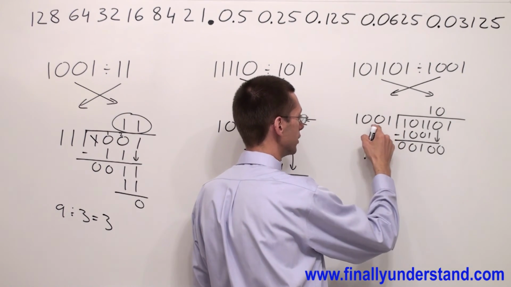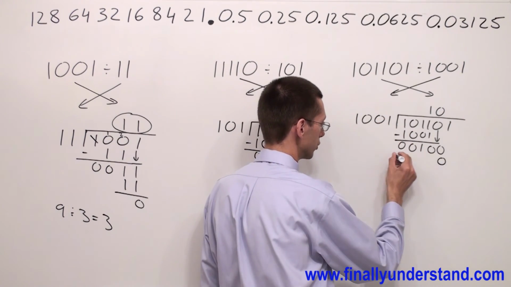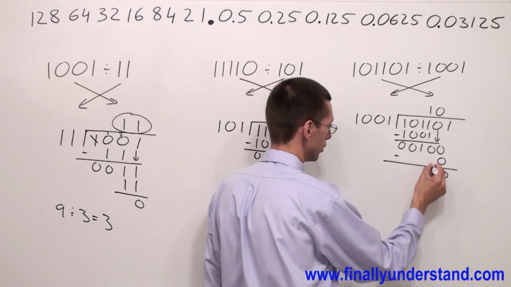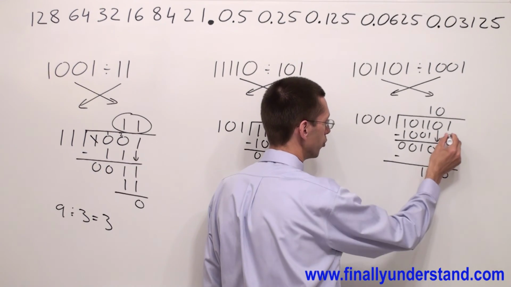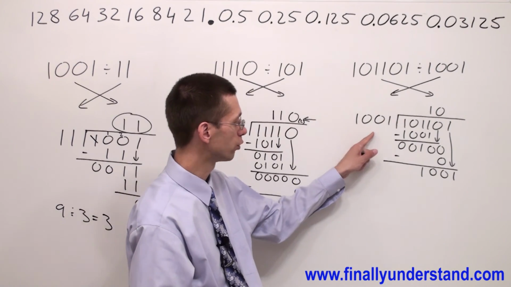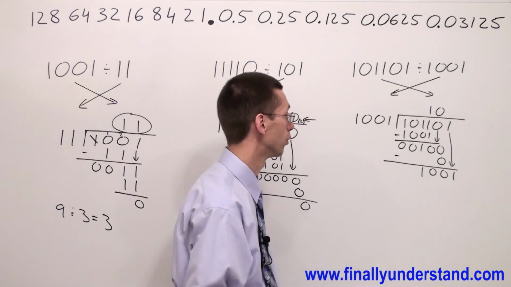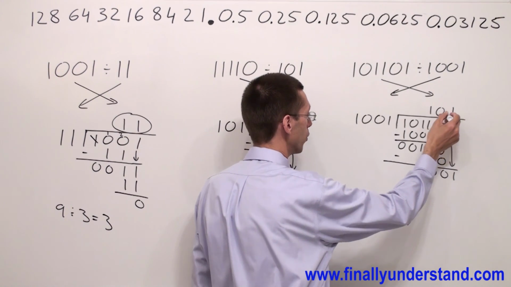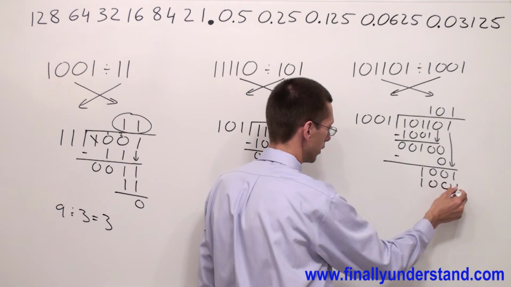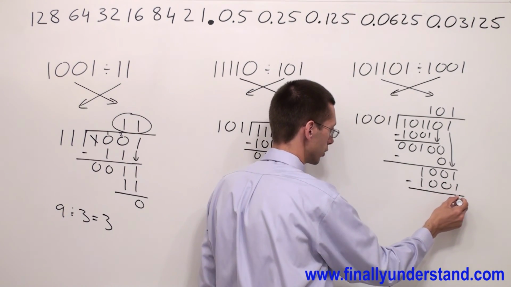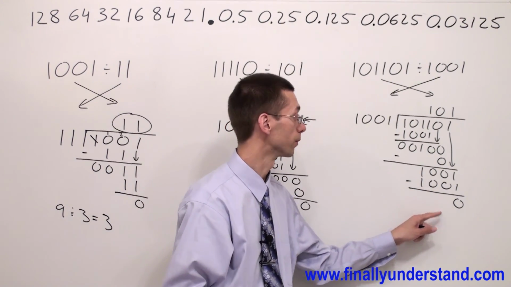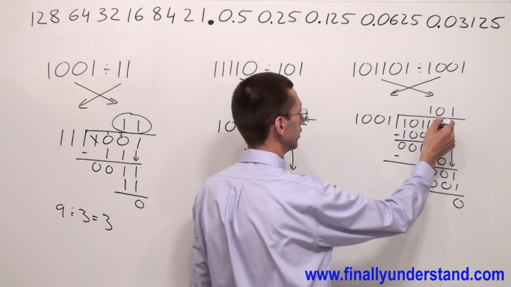0 times 9 gives me 0. Subtract. I have 0 minus 0 is 0, 0, 1. Bring down this one. How many times 9 goes equally into 9? 1 time. 1 times 9 is equal to 9. Subtract, equal to 0. 9 minus 9 is equal to 0. So this is the solution to my problem.